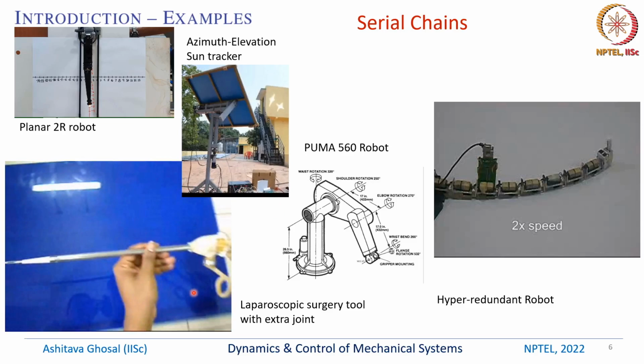So this laparoscopic surgery tool was made at ISC, and the novel feature of this tool is it has an extra joint. So it looks like a hand. So the last wrist part we can move.